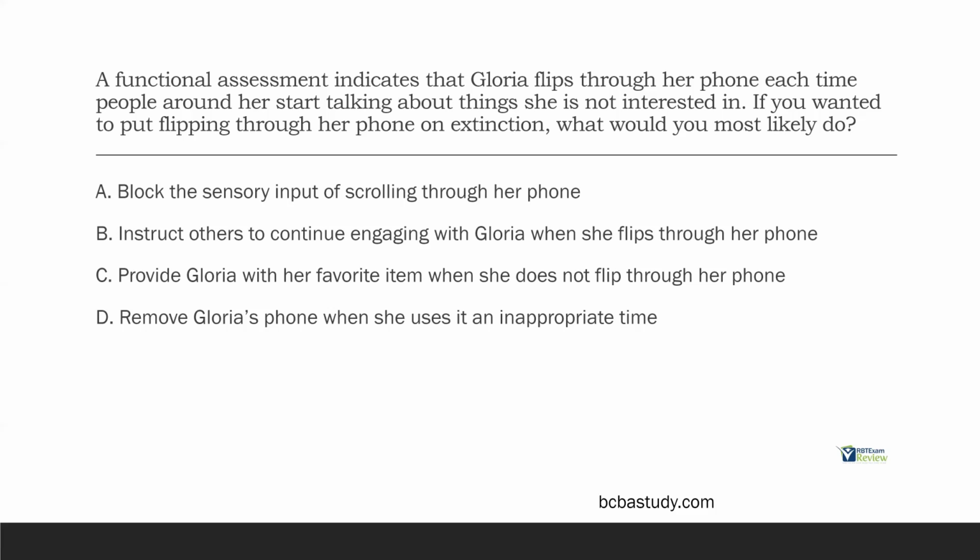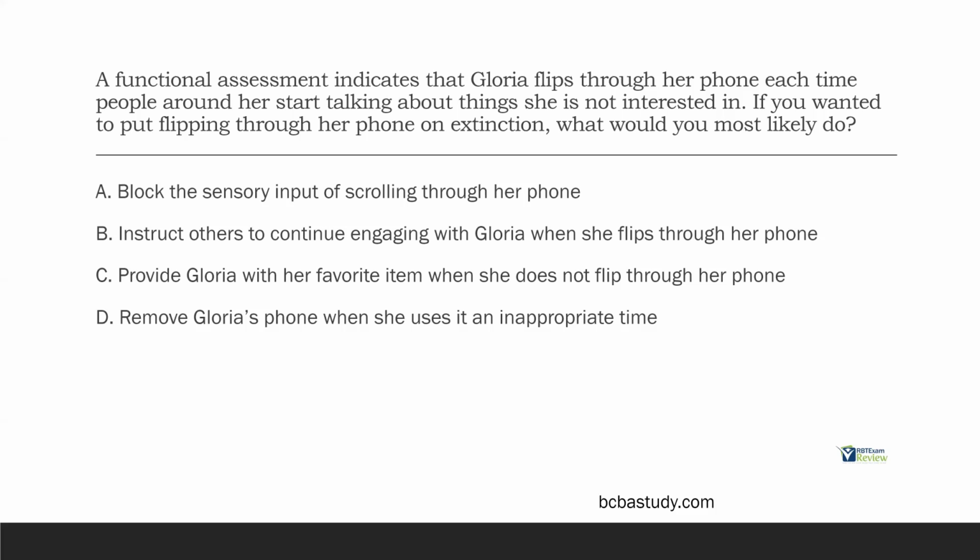Typically, how we're going to identify extinction procedures is we're going to look at the function. The function is typically going to tell us, well, what is reinforcing? Because if our function is attention, reinforced by attention, function is tangible, reinforced by tangible, function escape, reinforced by escape, and so on and so forth. In this case, what is Gloria doing? Well, when people around her start talking about things she's not interested in, she flips through her phone. Is she getting a tangible? No, she's already got her phone, right? Is she getting attention? No.